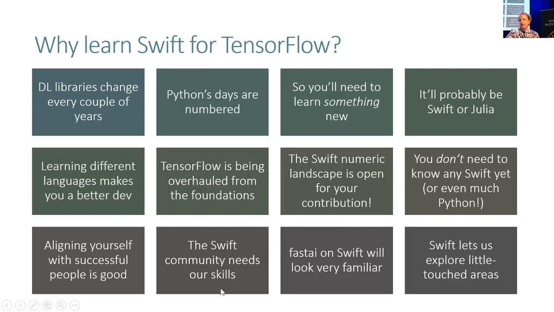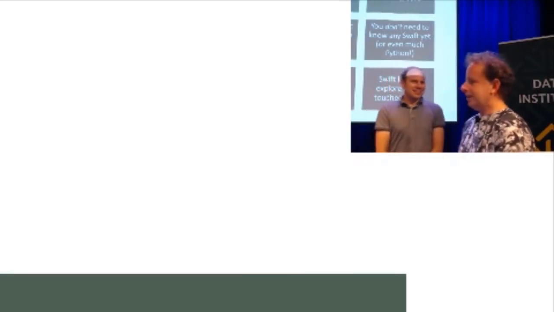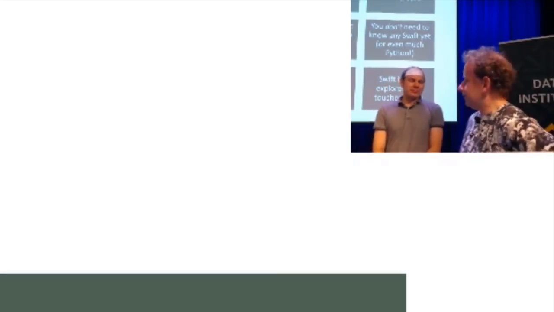The Swift community doesn't have people like us, right? People that understand deep learning. They're just not people who are generally in the Swift community right now, with some exceptions. So we are valued. And you'll be working on stuff that'll look pretty familiar because we're building something a lot like fastai, but hopefully much better. So, with that, I have here Chris Lattner, who started the Swift project and is now running Swift for TensorFlow team at Google.